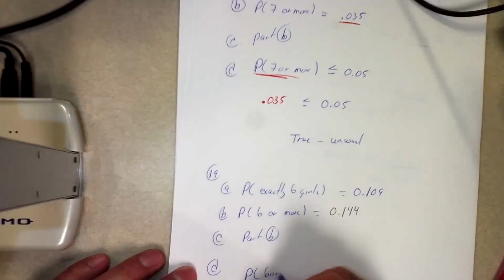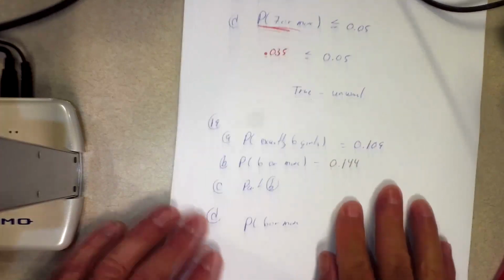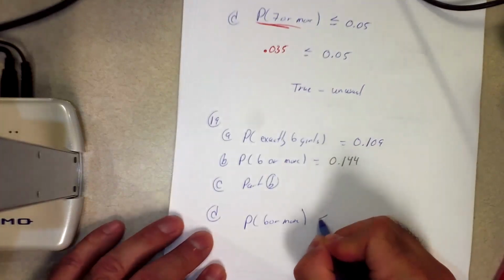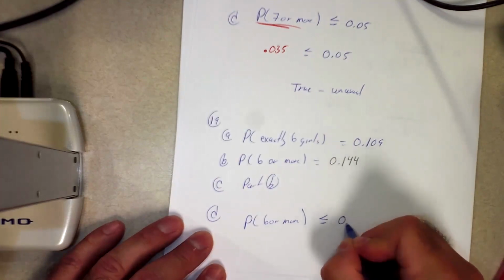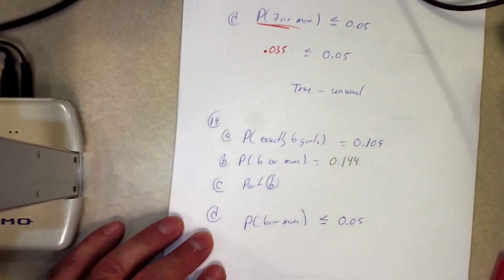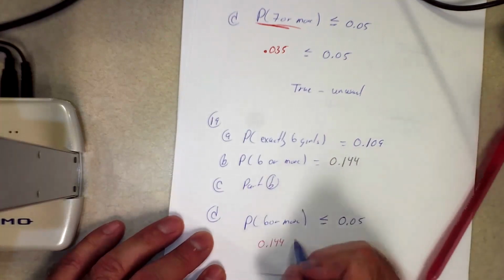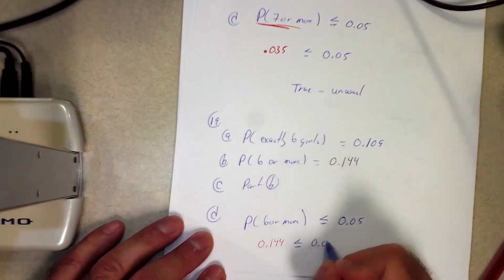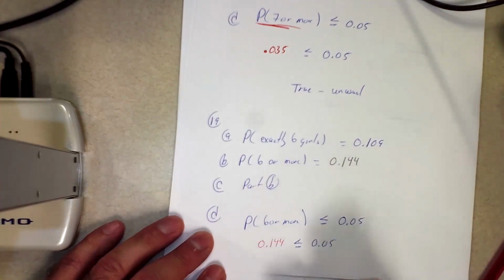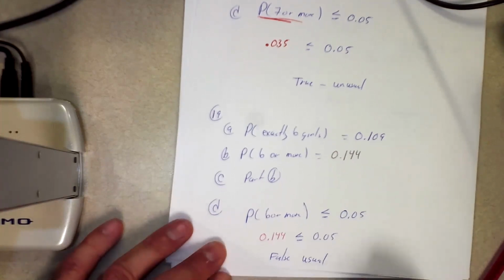So we're going to use a shortcut. So 6 or more, is that value that we ended up getting a number that's smaller than a nickel? Well, this is 0.144. Is that number smaller than a nickel? No, that's false. It is usual.